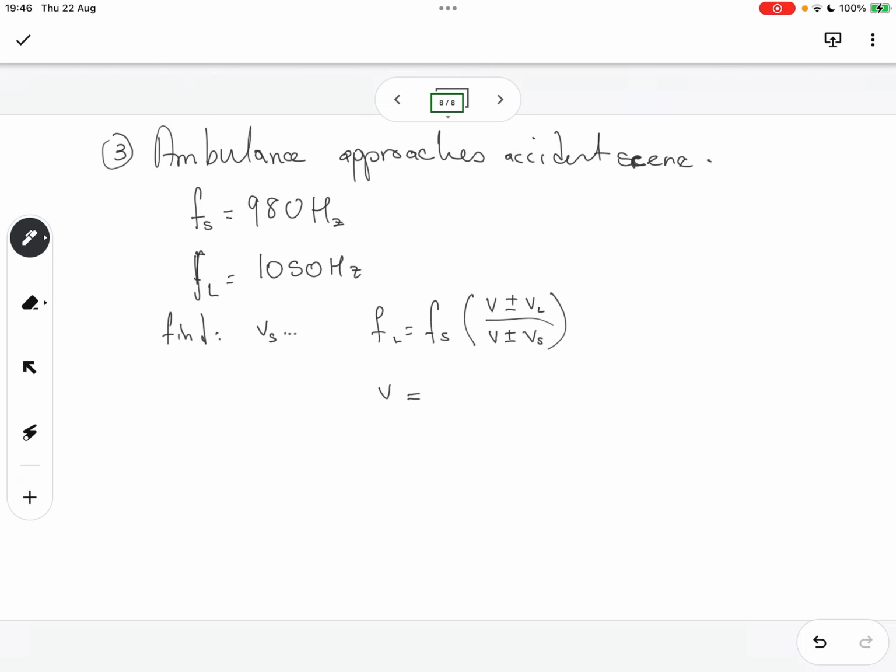Okay, so we're going to assume the speed of sound is 340 meters per second. And what we must find is the speed of the source. The detector on the scene is stationary, so its velocity should be 0. What do you think? I concur. He's not moving.